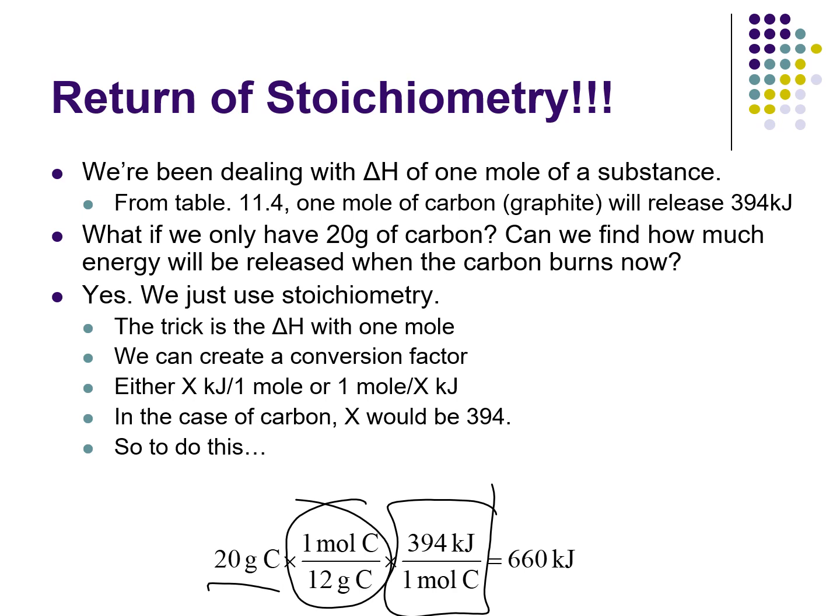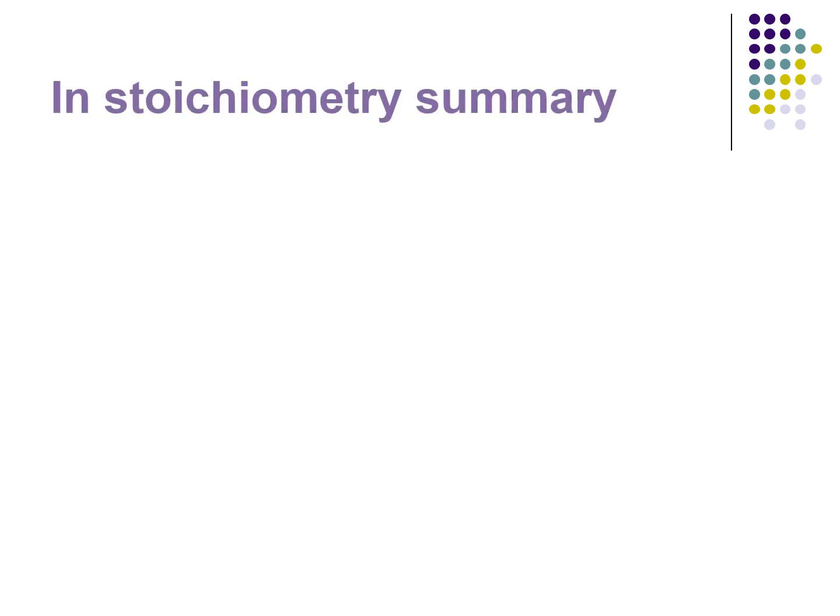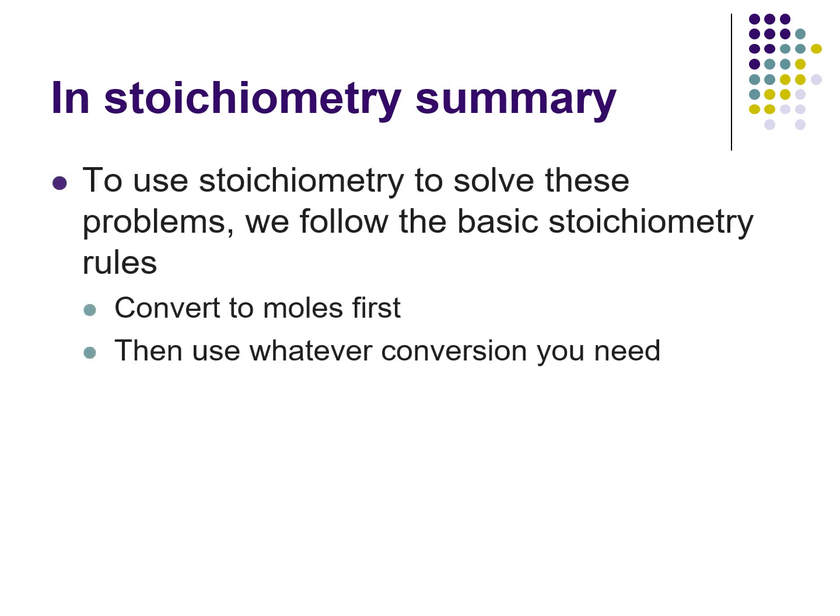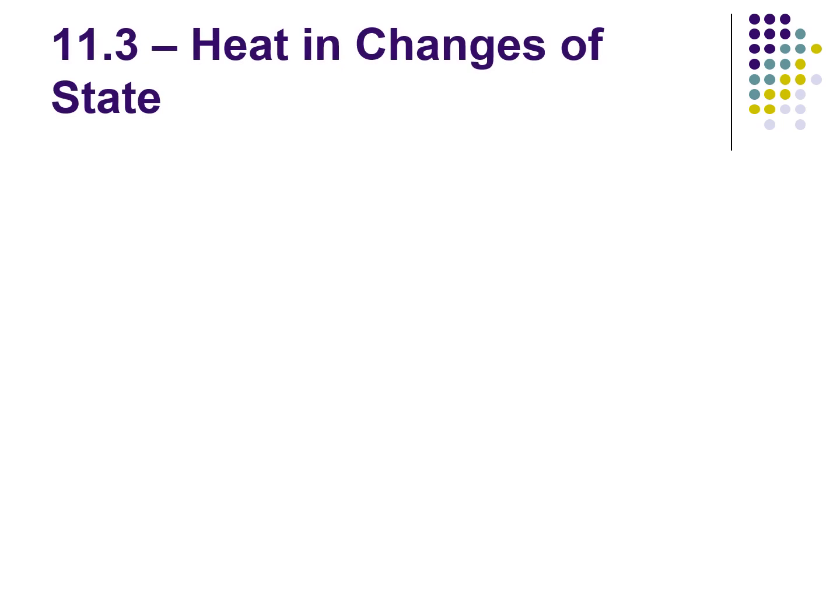That piece we could also get from a thermochemical equation. If we had a thermochemical equation, the heat term would be that part right there, and the bottom part, instead of 1 mole, would be whatever the coefficient is of that chemical. So again, in stoichiometry summary, convert to moles first, then mole to heat ratio.